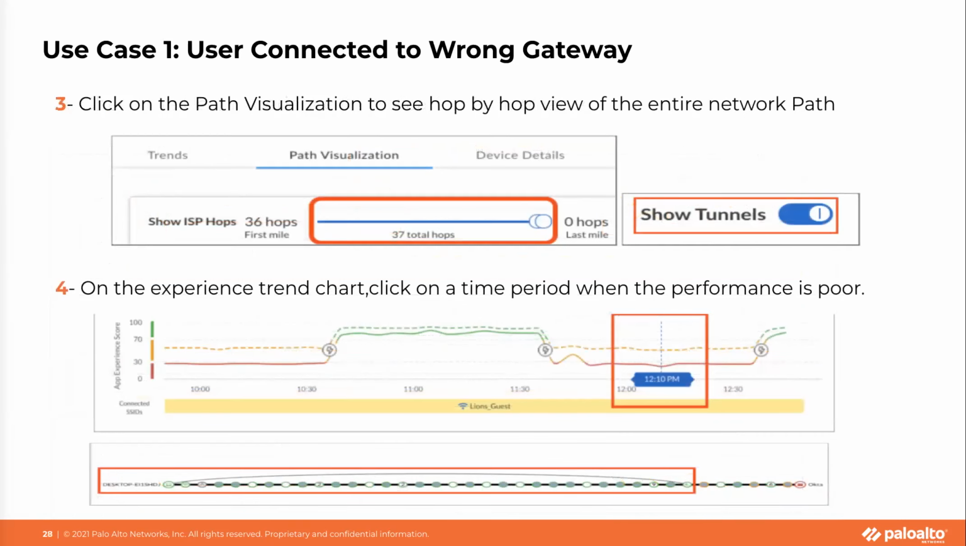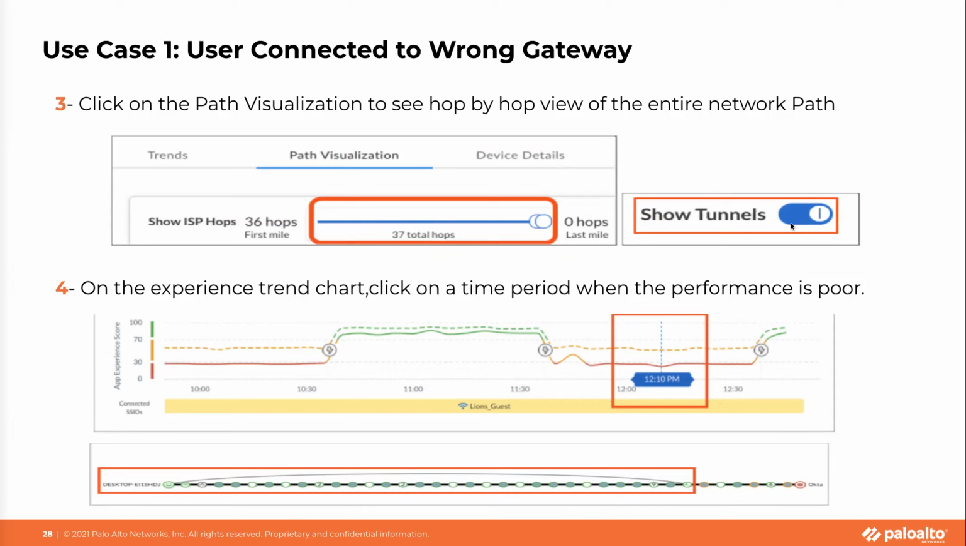You can also click on the path visualization to see the hop-by-hop view of the entire path, all the way up to the applications. And you can pull the slider of these ISP hops all the way to the end and turn on the toggle switch. And back on the experience trend chart, click on a time period when the performance is good. You can see that the path visualization shows user experience for the selected time period.